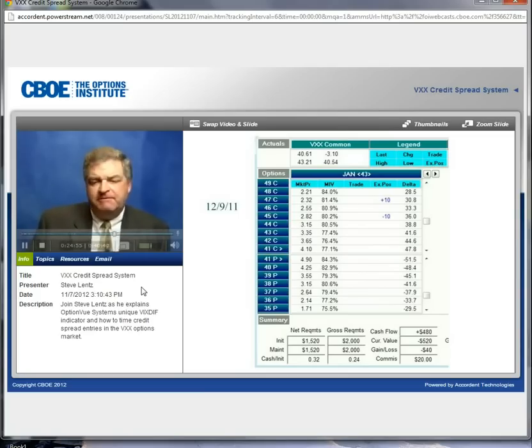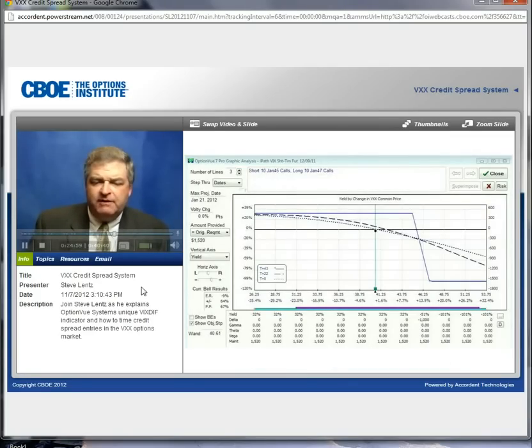Graphic analysis. I think you guys kind of know how to read these, right? You can kind of see it's 3 time frames. The x-axis is the price of the VXX. The y-axis is the profit or loss. 3 time frames. Today, expiration is the straight line, and then the in-between is the dashed line there.